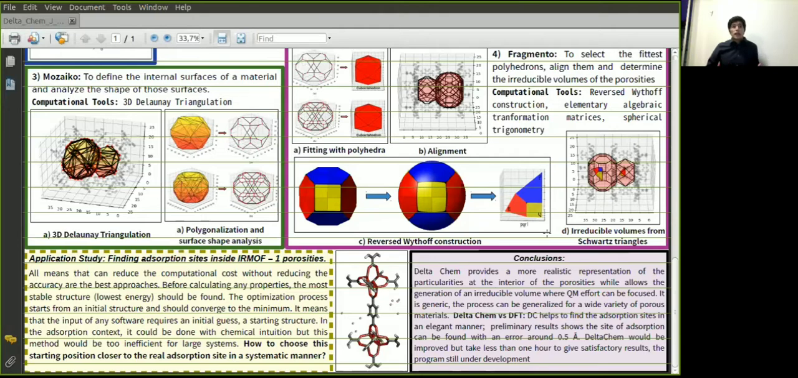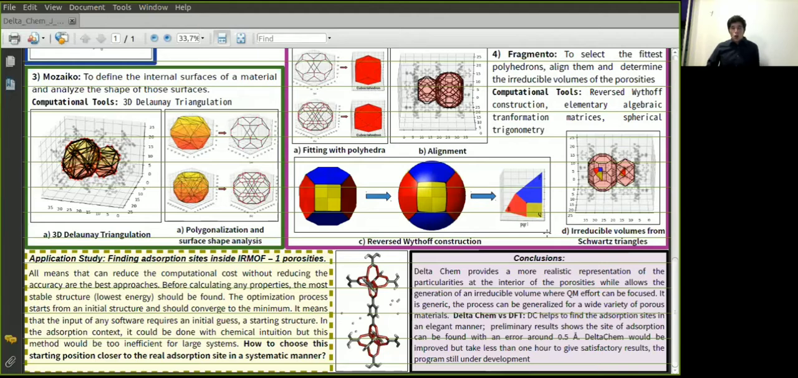Before calculating any properties, the most stable structure should be found. The optimization process starts from an initial structure and should converge to a minimum. It means that the input of any software requires an initial guess and a starting structure. In the adsorption context, it could be done with chemical intuition, but this method will be too inefficient for large systems. So the question here is how to choose the starting position closer to the real adsorption site in a systematic manner.